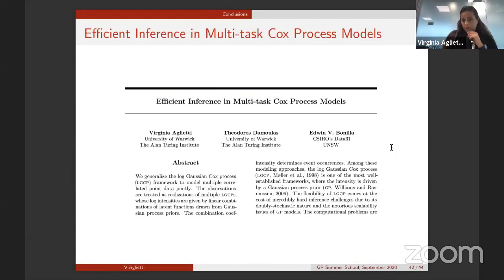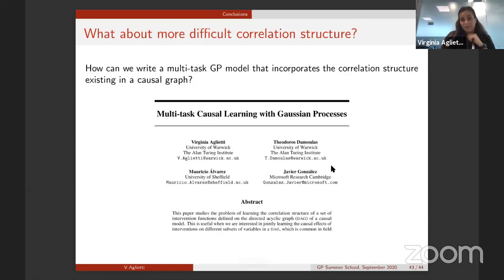So this is the paper that deals with all of these methods that I spoke about, also giving you a nice related work section with references to all of the papers that I mentioned. This is joint work with my supervisor Theo Damoulas and my collaborator Edwin Bonilla. And I'll conclude with a bit of a teaser.